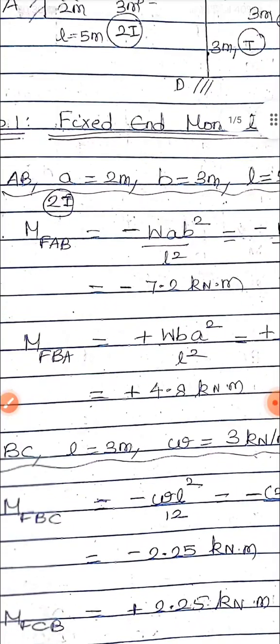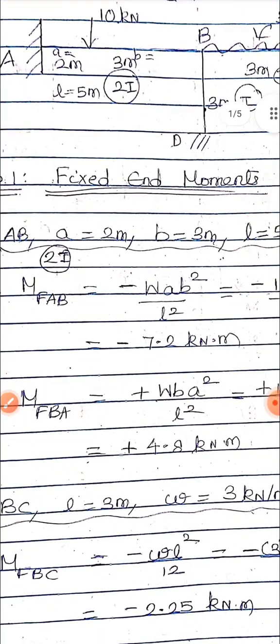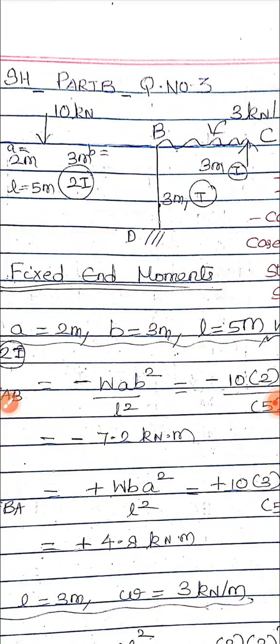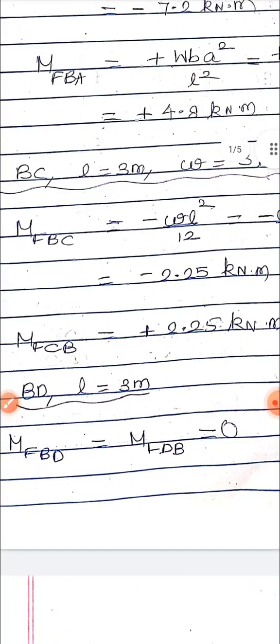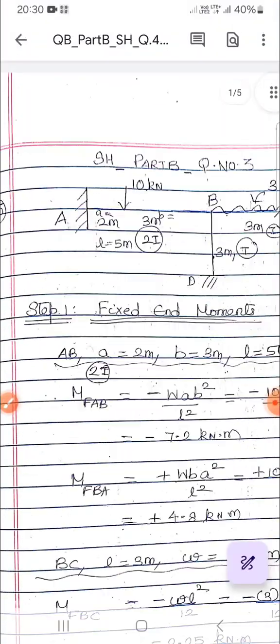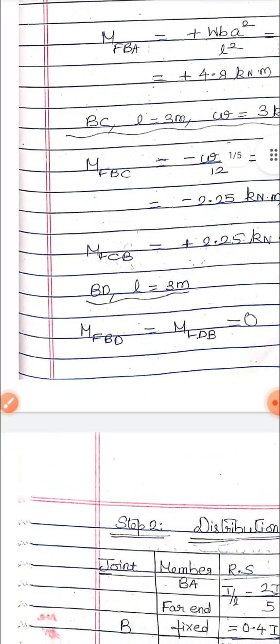So that formula, you know, M of AB equals minus W a b squared by L squared, and M of BA is equal to plus W b a squared by L squared. Okay. Now BC is UDL. So again, what is the formula? Minus WL squared by 12 and plus WL squared by 12. Now you see BD has no load. So M of BD equal to M of DB equal to 0.